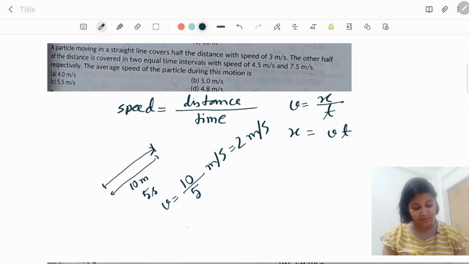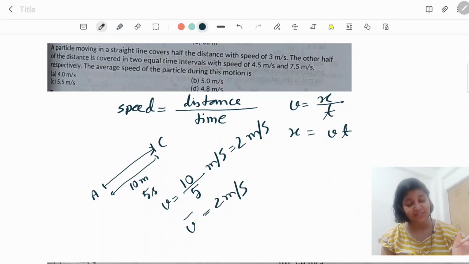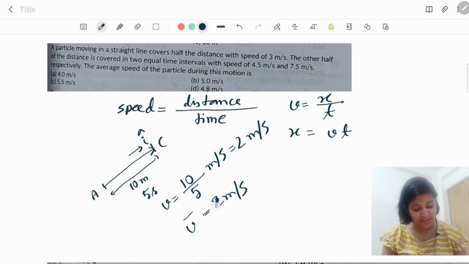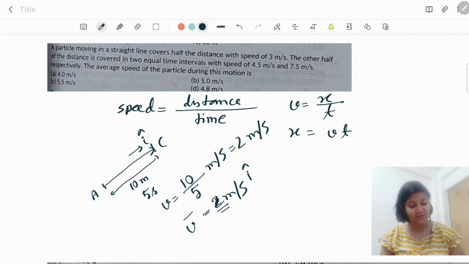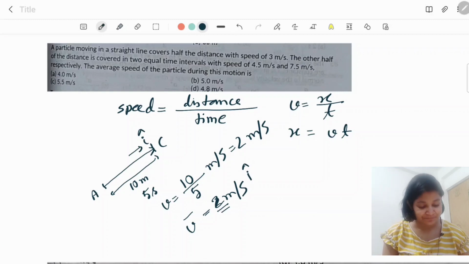But the velocity will be, let us call this direction. So it will have a value of 2 meter per second along with the direction. So let me call, there is a unit vector along this direction which has a value of 1. So it does not add up anything to our measurement, but it only provides the direction. So we can write the velocity as 2 meter per second i cap.